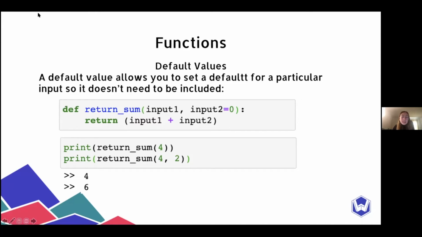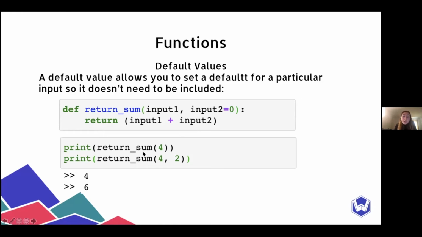So there is a concept called default values that allow you to set a default for a particular input so it doesn't need to be included. And I created an example here, editing our return sum function from before, where the second input can be defaulted to the value of 0. So if you don't give me a second number, I'm going to assume that you wanted that number to be 0. And when I call it here and print out the output, I don't need to include that second input because it was given a default value.